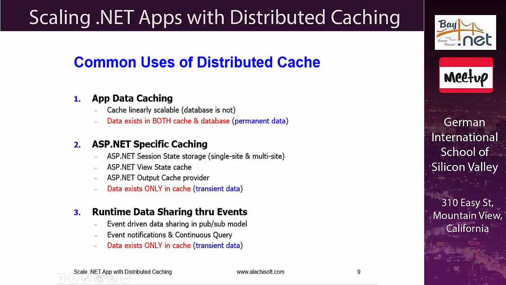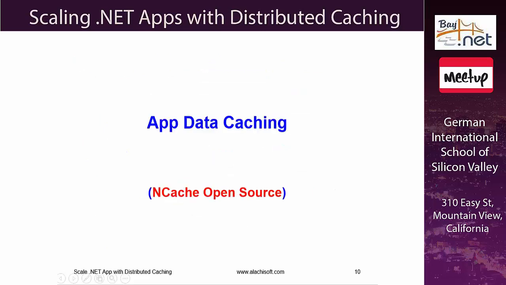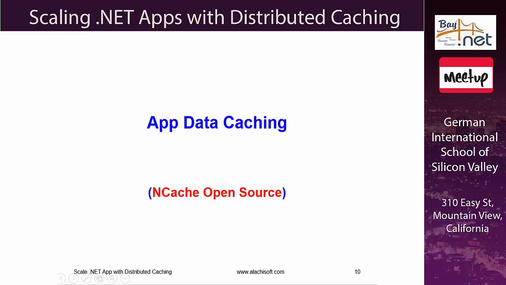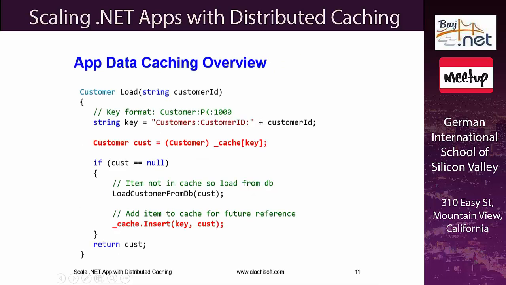Okay. So let's now get into this part and see what it is that you need to do for application data caching. And I'm going to use NCache as the example in this, but as I said, my focus is more on the caching itself. So here's a typical example of how you would use the cache. You've got some sort of a load function. You're going to load a customer from the database, but before you go to the database, you'll check the cache. And to check the cache, you need to build a key.